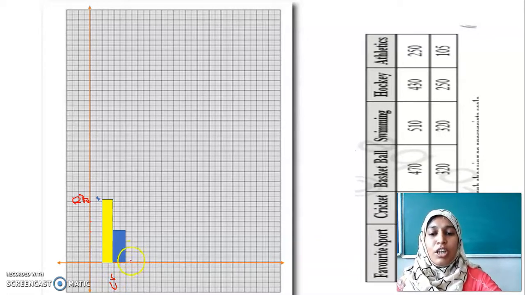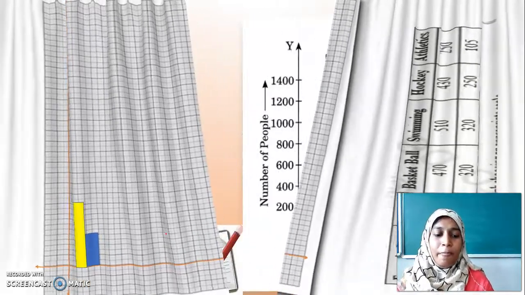Now similarly you have to draw bars for basketball. 470 members are watching basketball and 320 people are participating in basketball. My dear children, here I will not have any jagged line because I am starting from 0, 200, then again 400. In multiples of 200 I am going. I didn't skip over any number. So I will not have any jagged line here. Is it clear, my dear children? Shall we see the final drawing of this graph? Here it is.